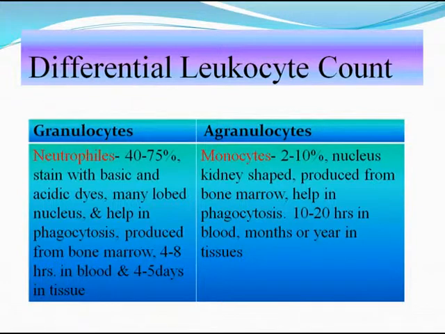In agranulocytes comes the monocyte. These are 2 to 10%. Their nucleus is kidney shaped. They are produced from bone marrow, help in phagocytosis, and they reside 10 to 20 hours in blood and months or years in tissues.